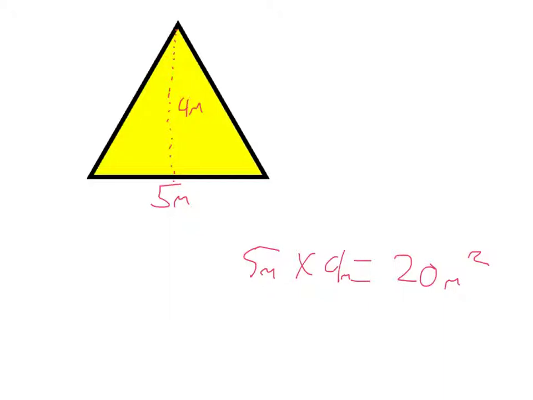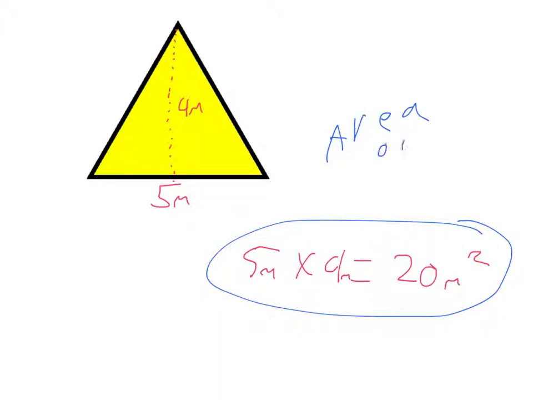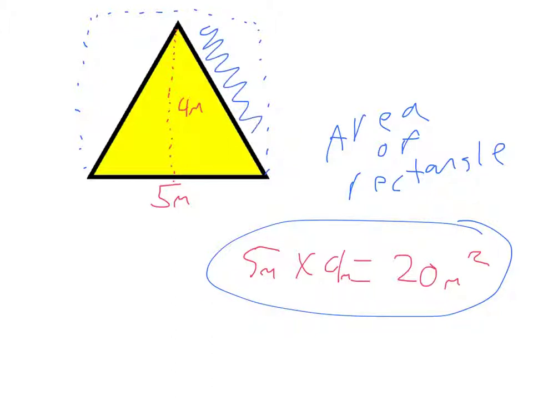But wait a minute, that's not good. This is the area of a rectangle. I don't have a rectangle. I have a triangle. What I just found was the area of this rectangle. So somehow I have to get rid of all this space. Well, that's easy. Just like with a parallelogram, the area of a triangle can be done by finding the area of a rectangle and removing or moving some of the space.